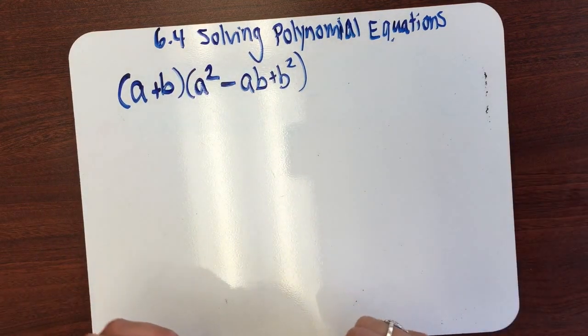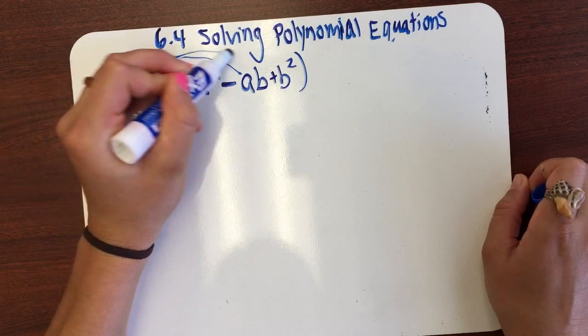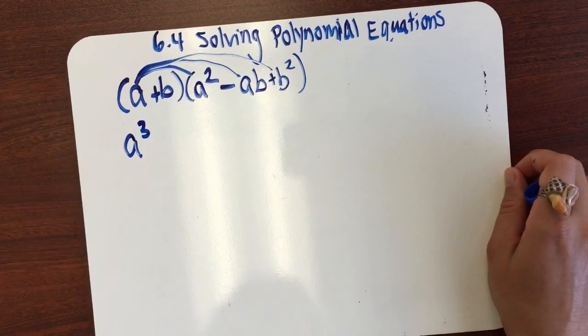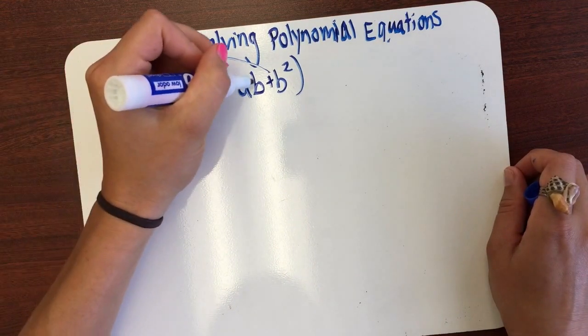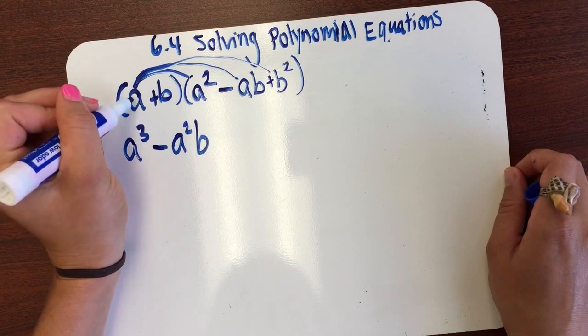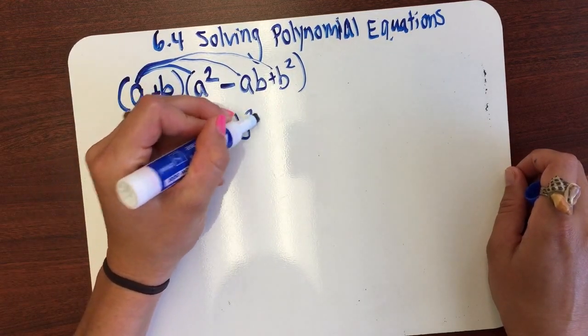So what we're going to do is multiply a to every term. A times a squared is a cubed. A times negative ab is a negative a squared b. And a times b squared is an ab squared.